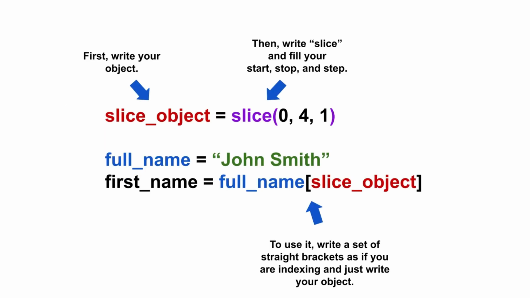To make a slice object, first, write your object or variable. Then, write slice all lowercase with a set of parentheses. Inside the parentheses, write your start, stop, and step like in indexing. To use the slice object, first, write the object you want to slice, and then write a set of straight brackets as if you are indexing. Inside the brackets, write your slice object and done. This lets you reuse the same instructions over and over again without rewriting them.